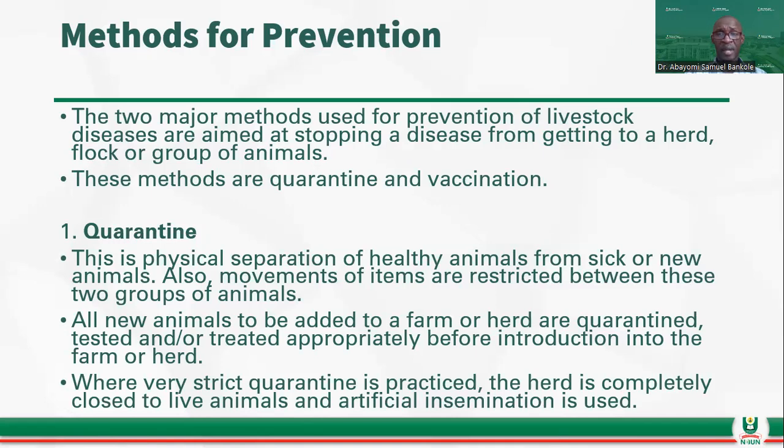Also, movement of items is restricted between these two groups of animals. All new animals to be added to a farm or herd are meant to be quarantined, tested, and/or treated appropriately before introduction into the farm or herd. Now, where very strict quarantine is practiced, the herd is completely closed to live animals, and for reproduction, for instance, artificial insemination is usually used.